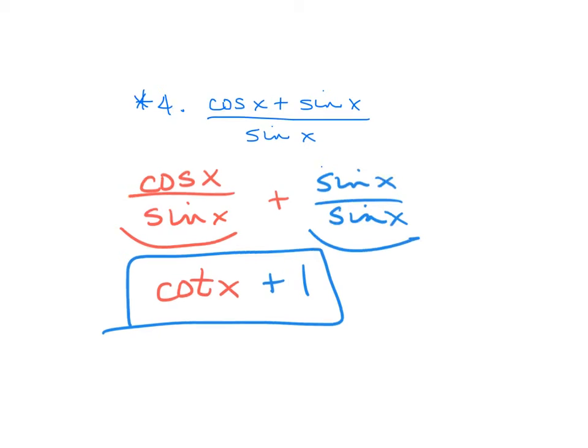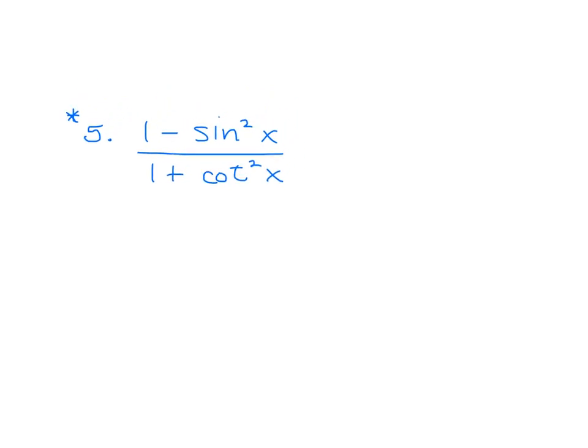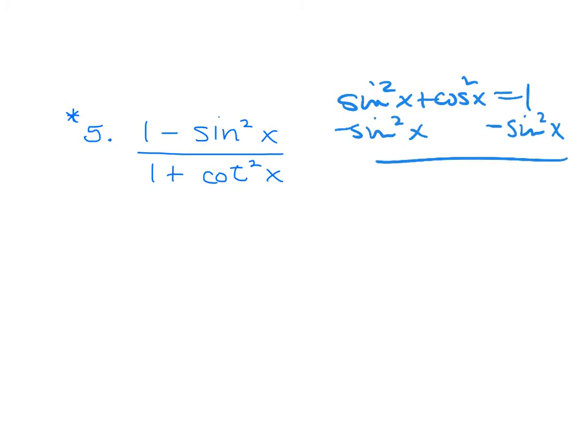Number 5, these are both, or at least the top is a manipulated identity. The bottom is actually one that you've memorized that way. So again, for the top, the identity that we're going to manipulate is sine squared x plus cosine squared x equals 1. I'm going to solve for cosine. So I'm going to move the sine over. So cosine squared x equals 1 minus sine squared x, which is what I have on the top. So that's just cosine squared x.